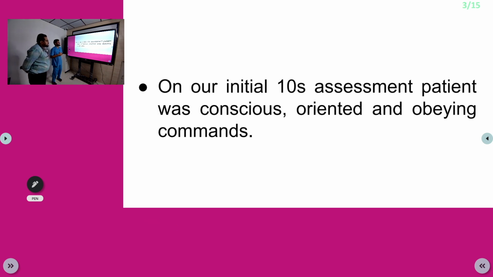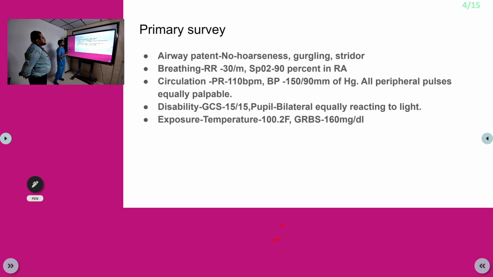On our initial 10-second assessment, the patient was conscious, oriented, and obeying commands. Coming to the primary survey, airway was patent, no hoarseness, gurgling, or stridor was present. Coming to breathing, the respiratory rate was 30 per minute and the saturation was 90% in room air. We put the patient in proper position and O2 was started via nasal prongs. Coming to circulation, the pulse rate was 110 beats per minute, BP 150 by 90 millimeters of mercury.